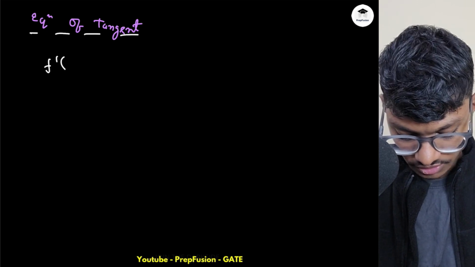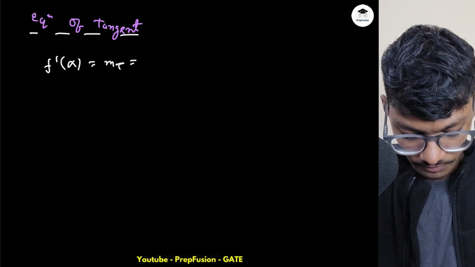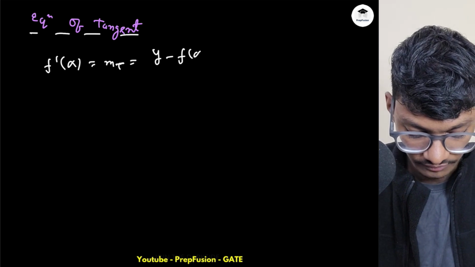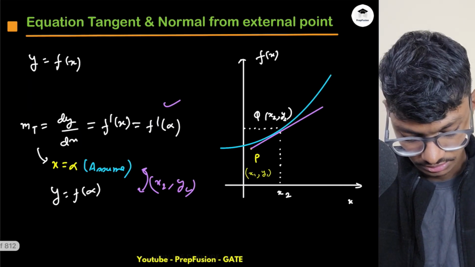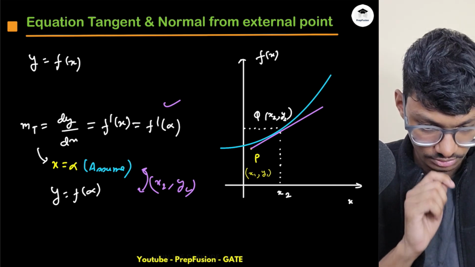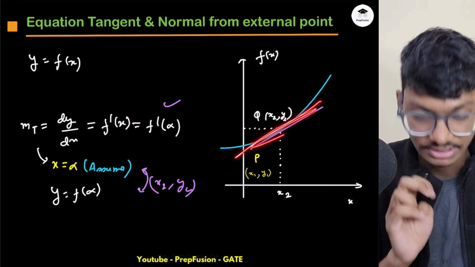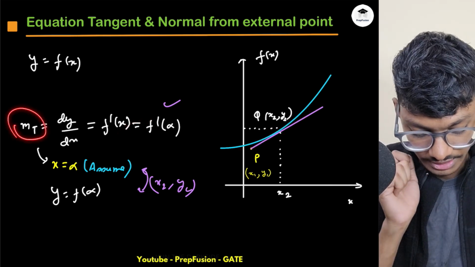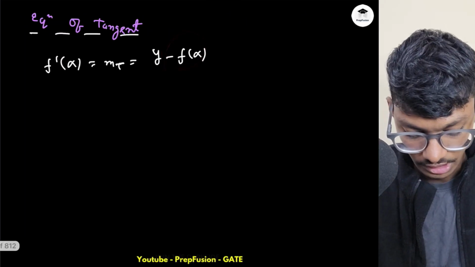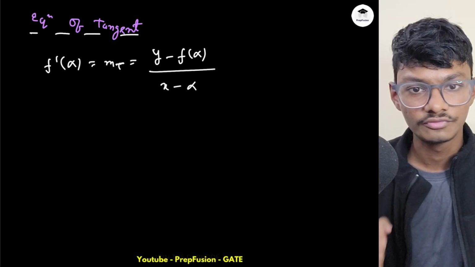So f dash of alpha equals mt, equals y minus y1. What is y1? y1 is f of alpha. We have just derived this here. This equation of tangent has slope mt, and obviously it has to pass through that alpha, f of alpha point. So this will be f of alpha and x minus alpha, right?